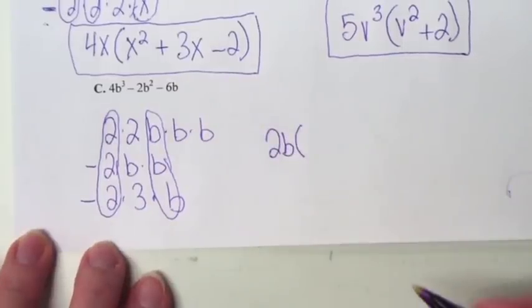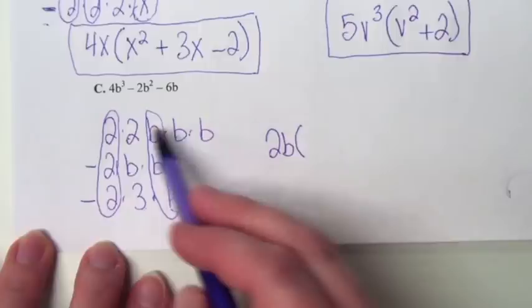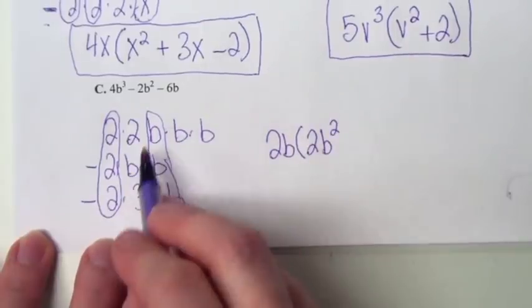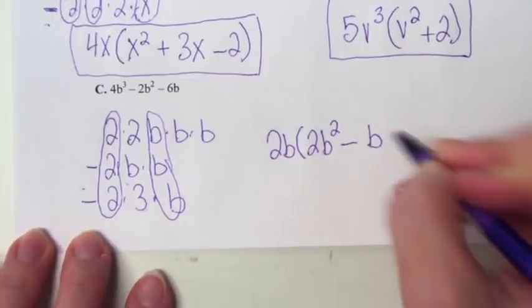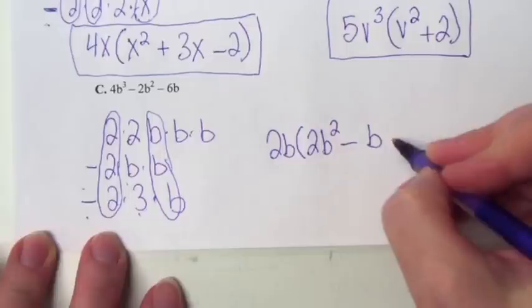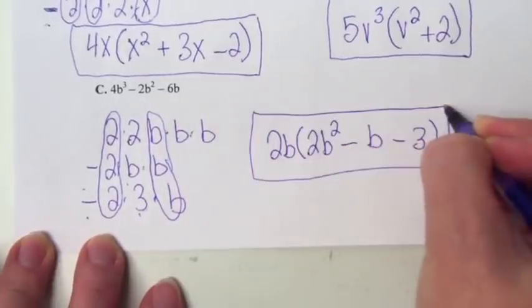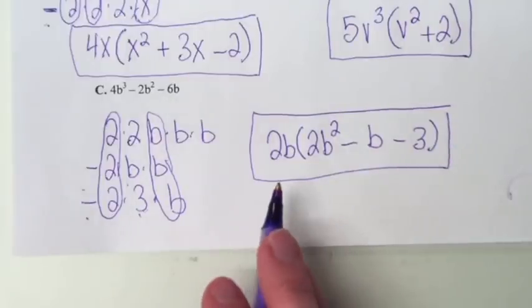Open your set of parentheses and we're going to write what's left in each term. On top, we have 2b squared left, so we have 2b squared is our first term in the parentheses, minus b, minus 3. And that is our answer. And that is how we factor a monomial out of a polynomial.